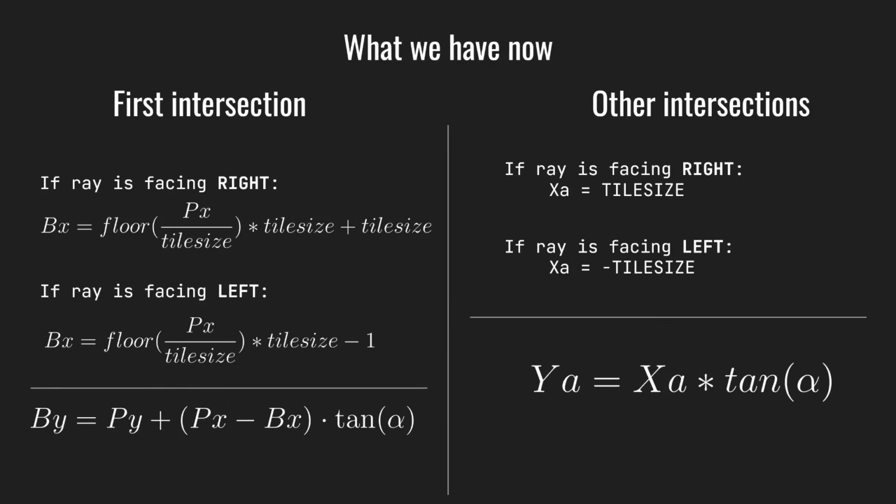Now let's recap and see what we've got. For the first intersection, which happens in point B, we've got two possible formulas to find BX, depending on whether the player is facing right or left. And we've also got a formula to find BY. Now, for the rest of intersections, we've got two possible ways to find XA and a little formula to find YA.